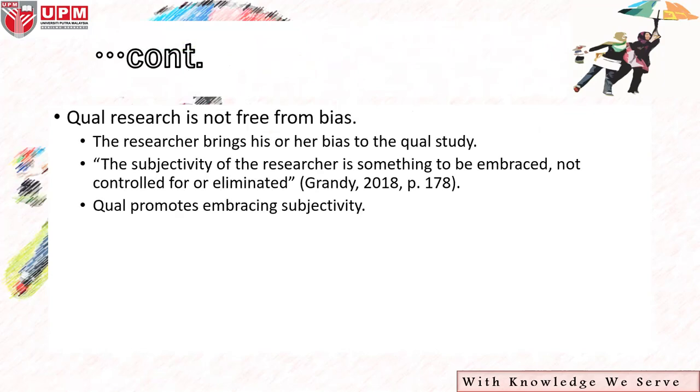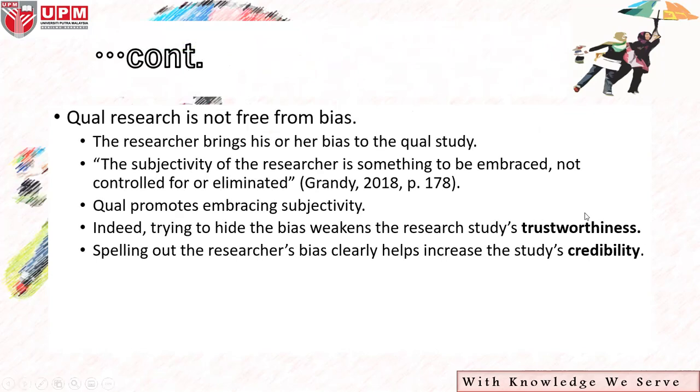Okay, ni saya kata tadi, qualitative ni dia tak free from bias. Memang akan ada bias. But still we need to control. The researcher brings his or her bias to the qualitative study. The subjectivity of the researcher is something to be embraced, not controlled for or eliminated. Tak boleh, memang tak boleh. Qualitative promotes embracing subjectivity. Indeed, trying to hide the bias weakens the research study's trustworthiness.